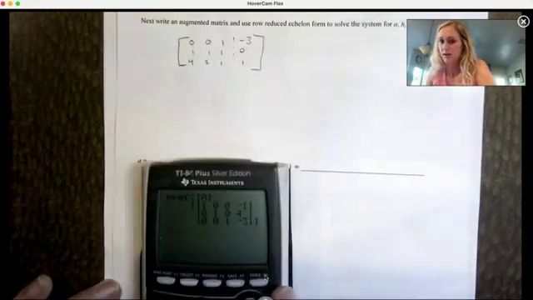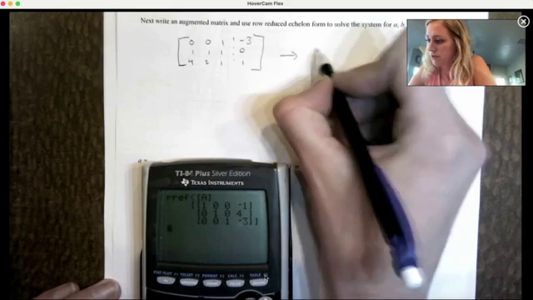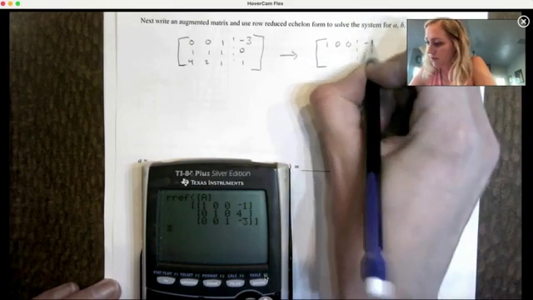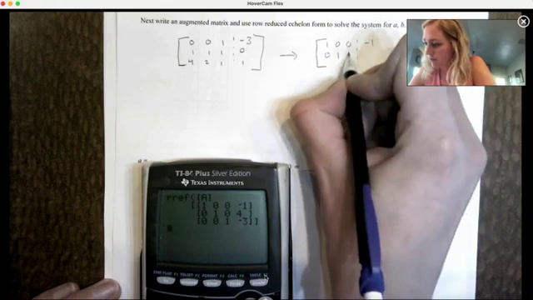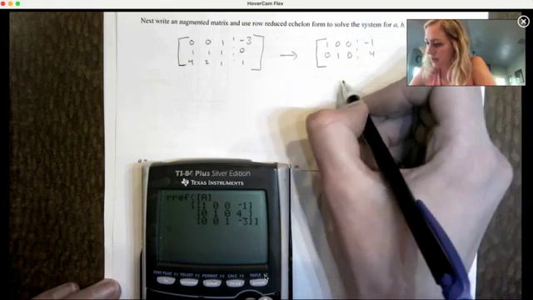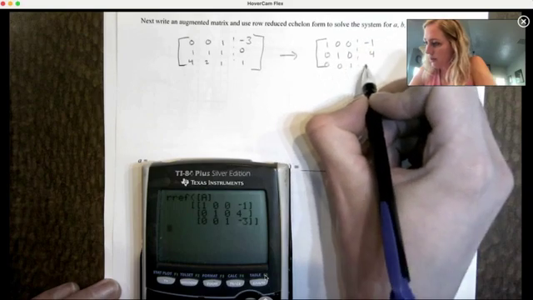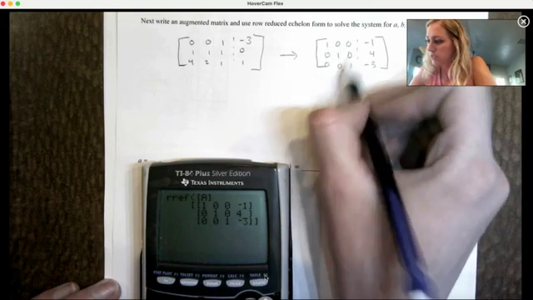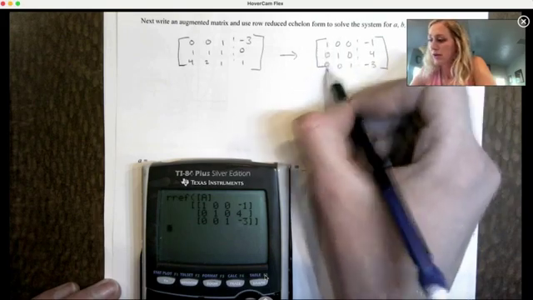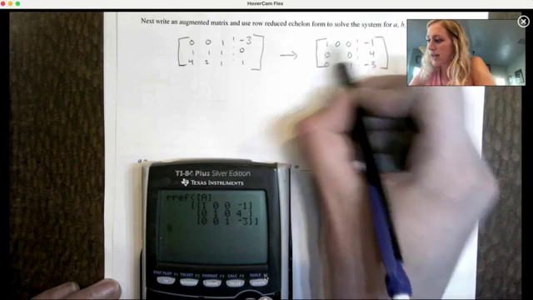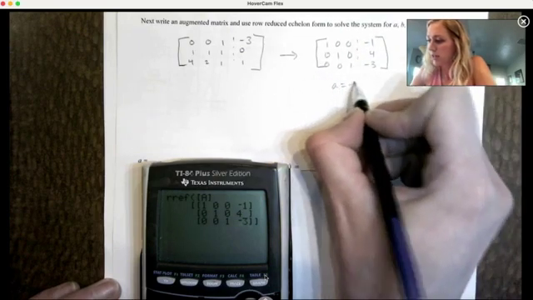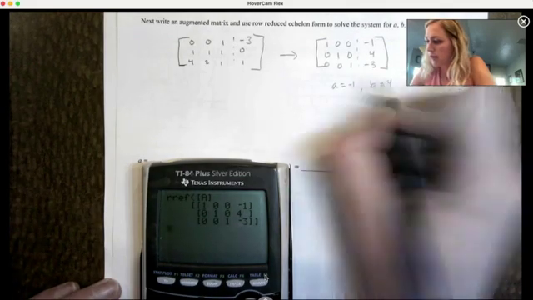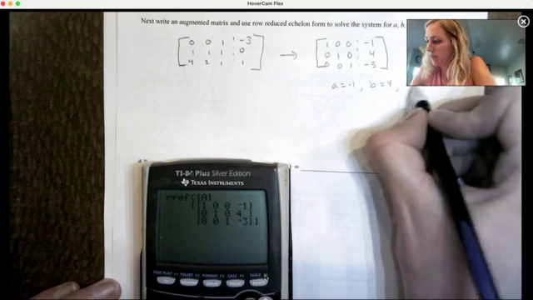I'm going to write that matrix here. In row reduced echelon form, we got 1, 0, 0, -1; 0, 1, 0, 4; and 0, 0, 1, -3. Remember what this means. Column A, column B, column C. This row says 1A equals -1, so A equals -1. This row says 1B equals 4. And this last row says 1C equals -3.